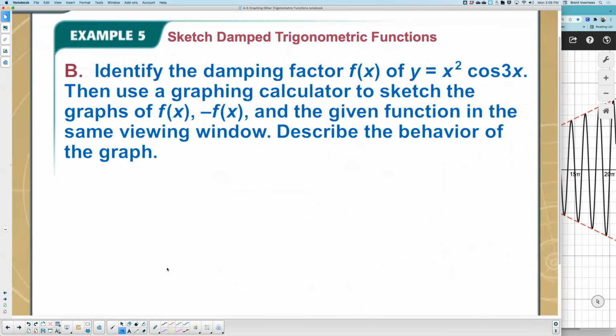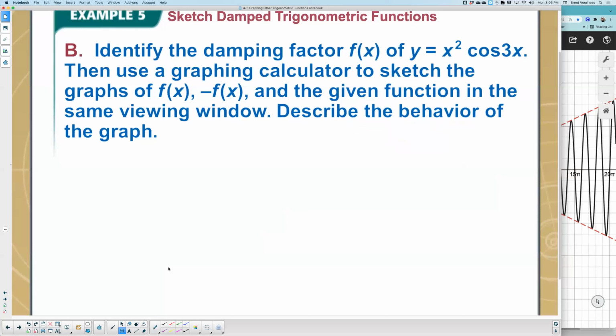Oh, it's just a new function. So here we go again. If we want to know the damping factor, it's the value in front of the trig function, or it could come after the trig function, but either way, it's the part that's not a part of the trigonometric function. So the damping factor here is x squared.